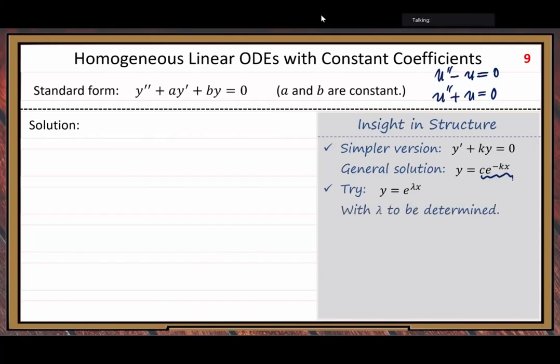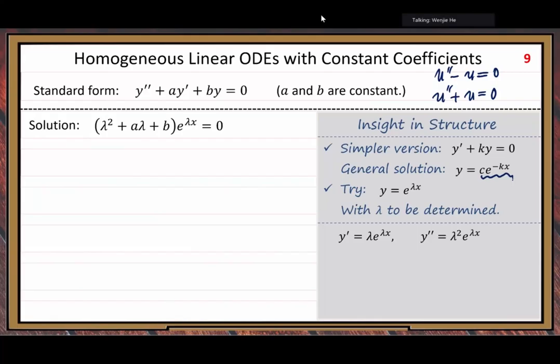All right, with lambda: y prime is lambda times e to the lambda x, and y double prime is lambda squared times e to the lambda x. Let's go back. When you go back, you can see the exponential function is the common factor of all three terms. You can factor it out.